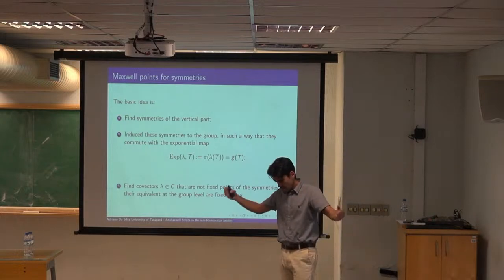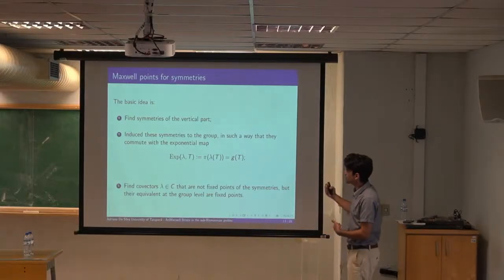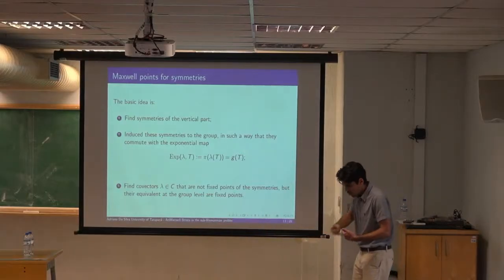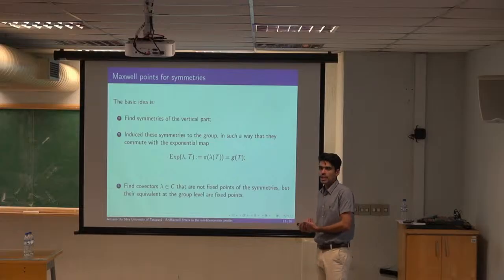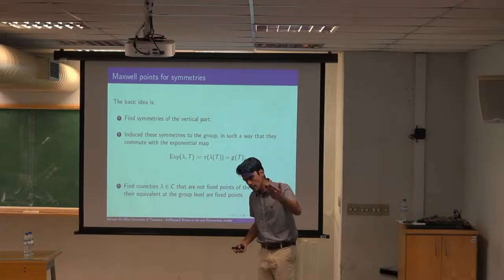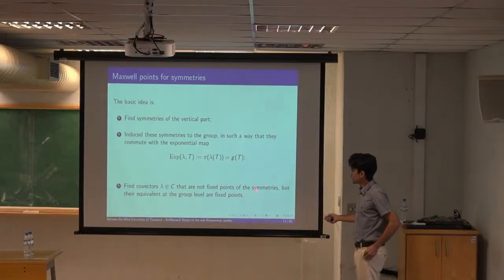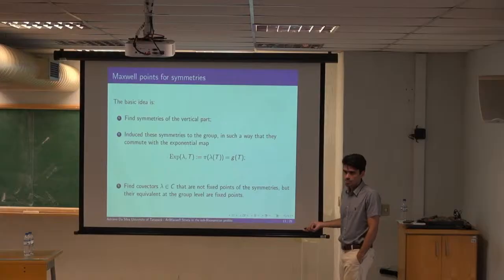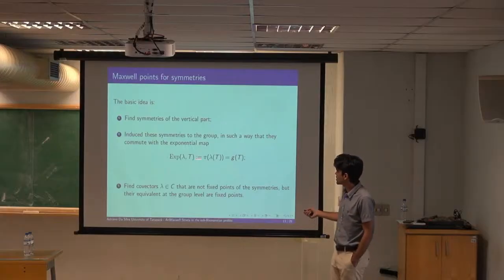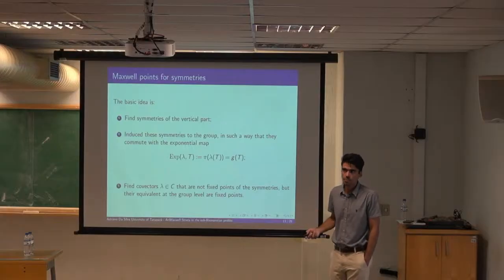Like in the whole paper, because they do that, but they do it by calculation after calculation, and the idea is basically that. You find symmetries, and you see that on the cotangent bundle they are not fixed points, but when you project, you have a fixed point of this symmetry. And of course, the symmetries have to commute with the exponential map.